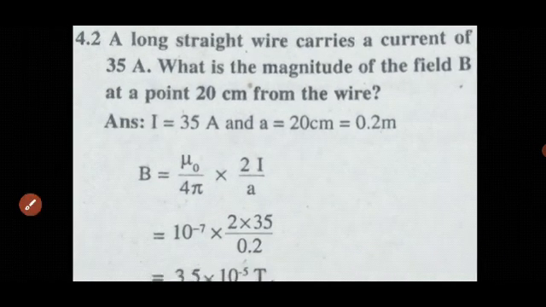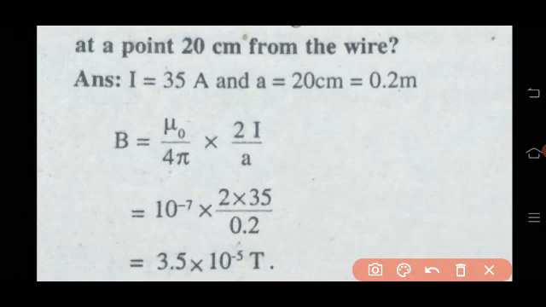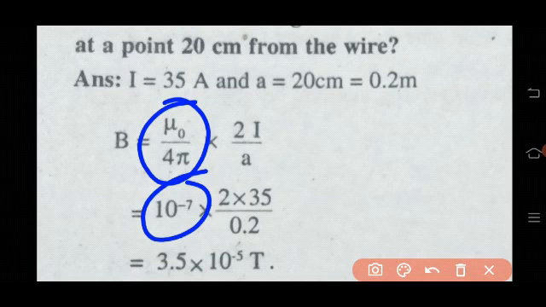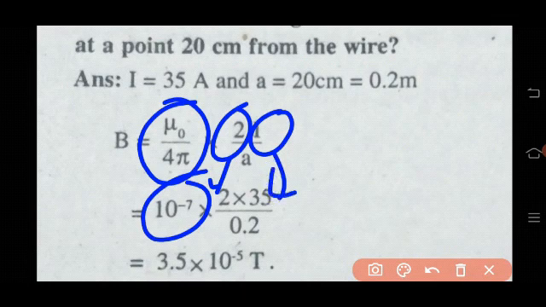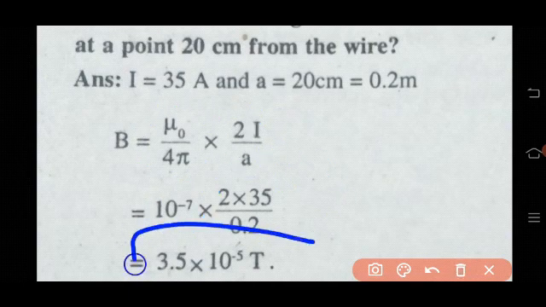So that is 10 to the power of minus 7. What is the value of mu naught by 4 pi? That is 10 to the power of minus 7 into 2 into current, that is I, 35, by the radius, that is 0.2. When you solve, you will get 3.5 into 10 to the power of minus 5.